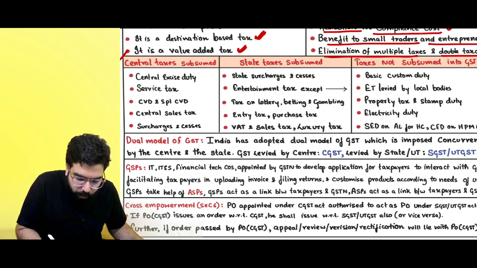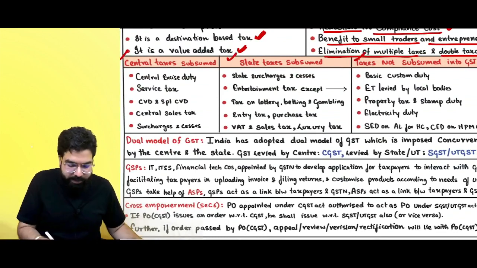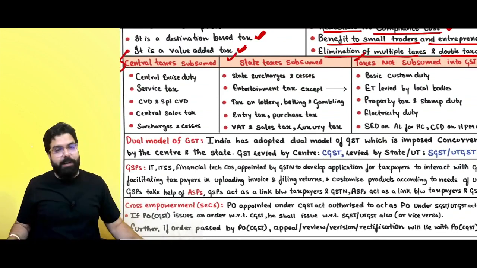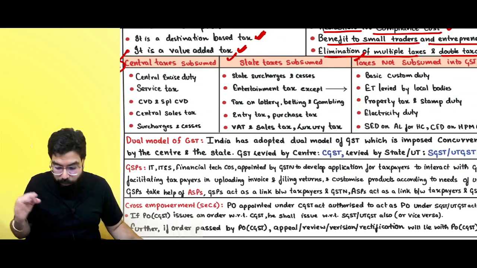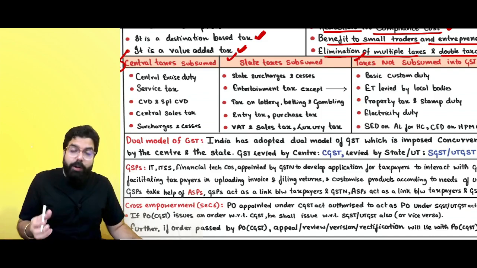Next, sir, what are the various taxes which are subsumed? A C graded question can be asked in the exam. Central taxes that have been subsumed, state taxes that have been subsumed, and what are the taxes which have not been subsumed.